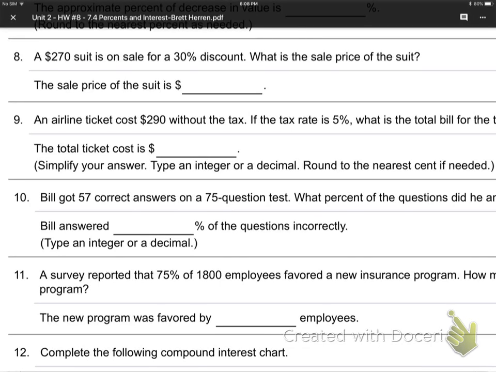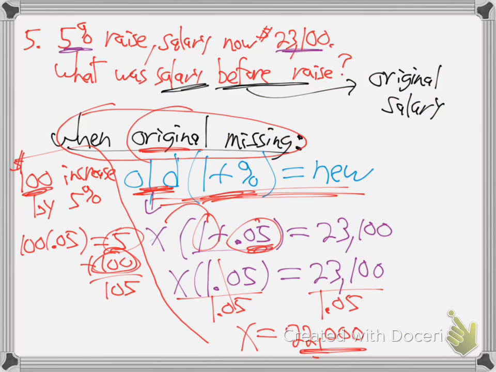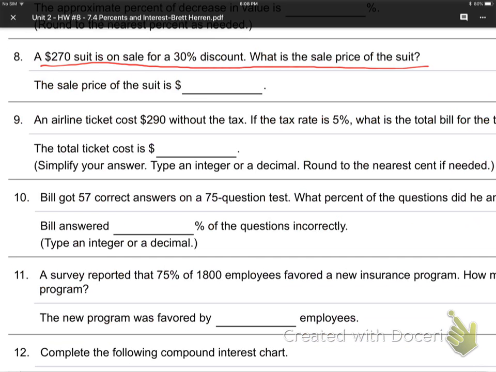All right, number 8 here. A $270 suit is on sale for a 30% discount. What's the sale price? Okay, so do we need to use the fancy formula? It says when the original is missing, use that fancy formula. Is the original price missing? No, we have it. $270 is the original price. They're just asking us for the new price. So I don't need that fancy formula.